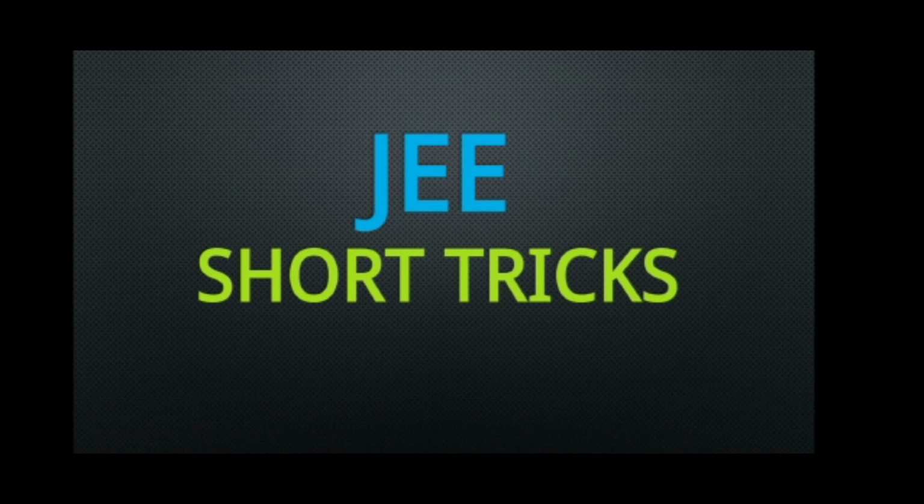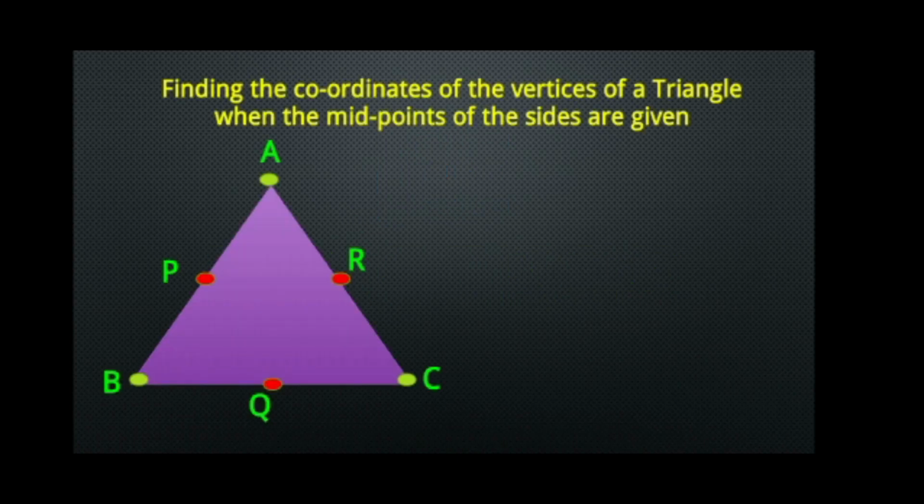I will discuss some JEE short tricks. In this video, I will tell you a shortcut to find the coordinates of the vertices of a triangle when the midpoints of the sides are given. The coordinates of the vertices will be the sum of the midpoints of the two adjacent sides minus the midpoint of the opposite side.